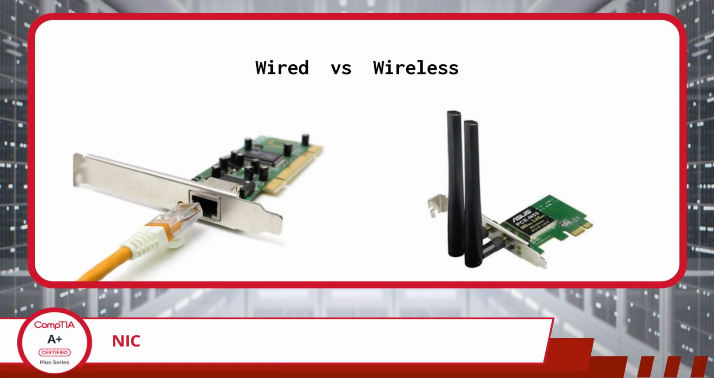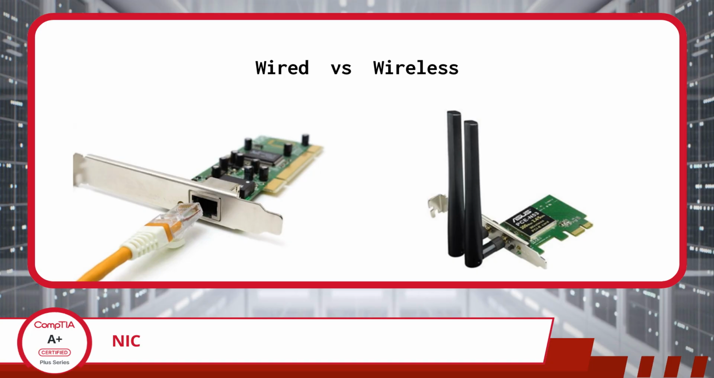NICs come in many forms and support different ways of connecting to a network. Broadly speaking, they fall into two main categories: wired and wireless. Wired NICs use physical cables, such as Ethernet cables, to establish a network connection. This direct connection typically provides faster speeds, lower latency, and greater reliability. Because wired connections are less susceptible to interference and signal loss, wired NICs are commonly used in environments where stable and consistent performance is critical, such as offices, data centers, and gaming setups.